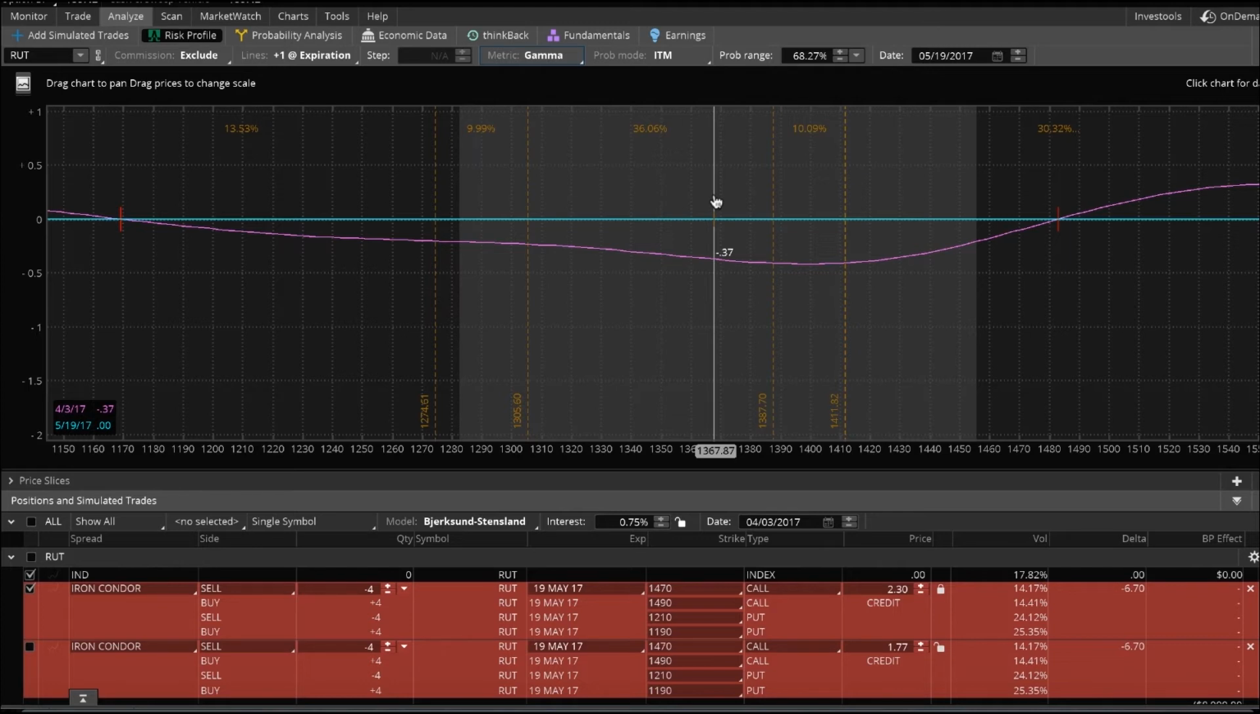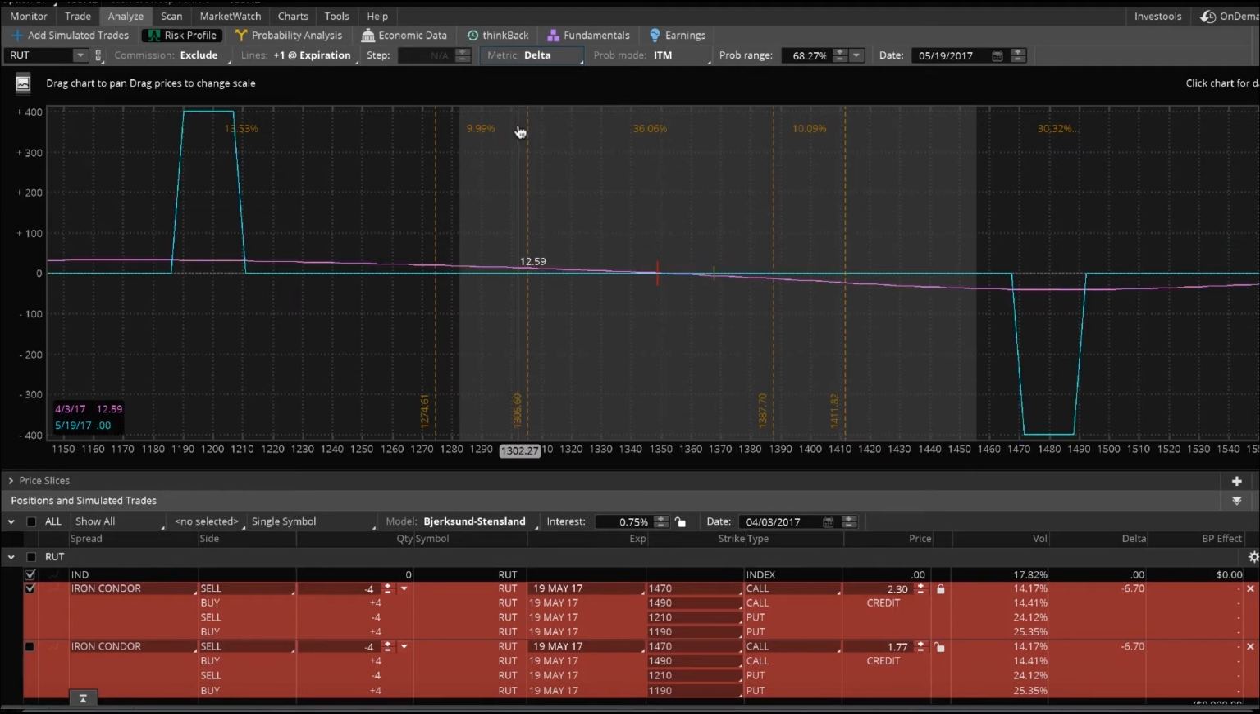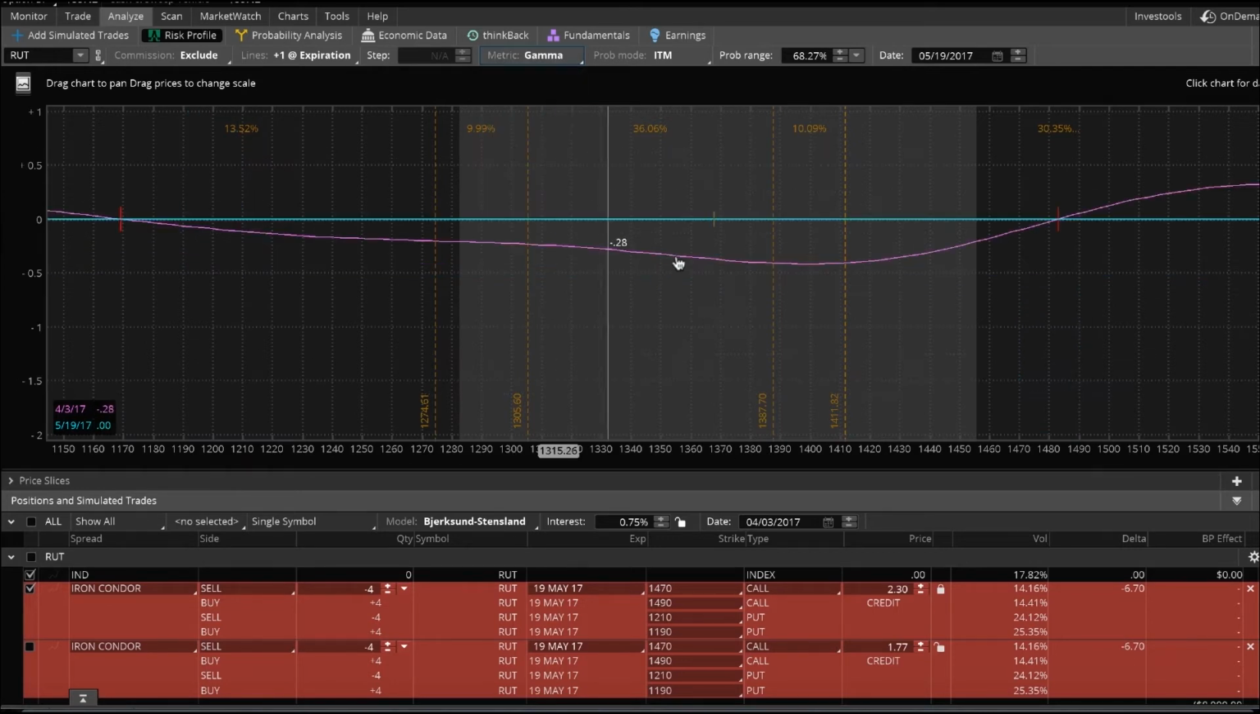But what gamma means is, for every dollar that the Russell 2000 moves, this is how much the delta is going to change. So delta will change 37 cents if the Russell 2000 moves by $1. If we go back to the delta, I know this is a little bit confusing. Gamma is actually the hardest one to understand. But you can see it says $6.76. And then if you tick up a little bit, it's all the way up to $7.55. It goes to $8.50. That's basically what gamma is telling us, that the more it ticks up, the more it's going to change that delta value.